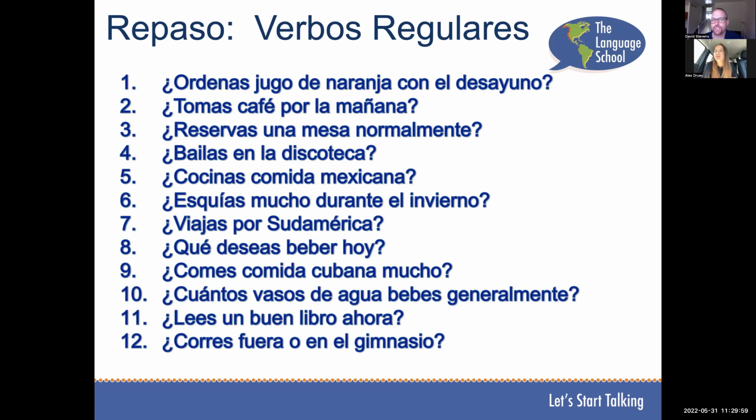Tomas los refrescos. Sí, tomo los refrescos. Bebes la cerveza. La cerveza. No, no bebo la cerveza. Tomas el vino. No, no tomo el vino.